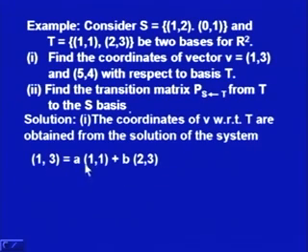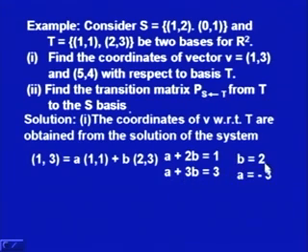Now to get A and B, I have to solve this system, and the system is A + 2B = 1, which is coming from the left hand side, and A + 3B = 3 from the right hand side. You can very easily solve it: subtract this from this, that will give B = 2, and substituting B = 2 in one of these equations, we get A = -3. So (1, 3) can be expressed as a linear combination of two vectors, or we can say the representation of (1, 3) in the basis T is (-3, 2).